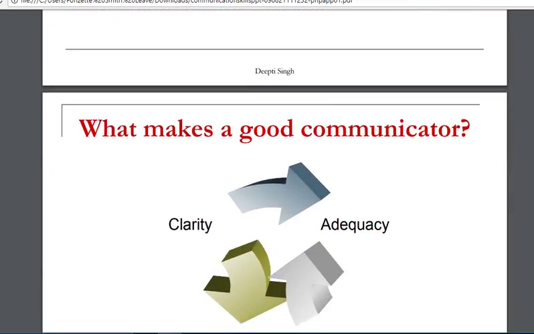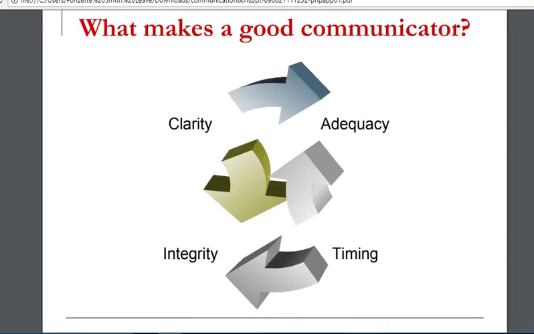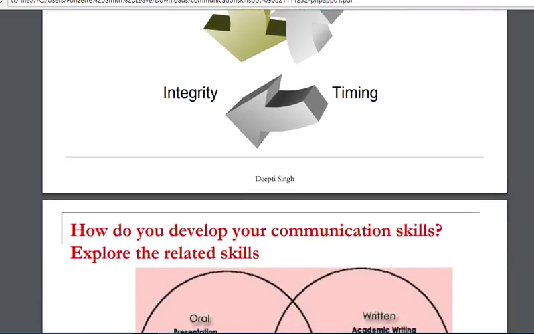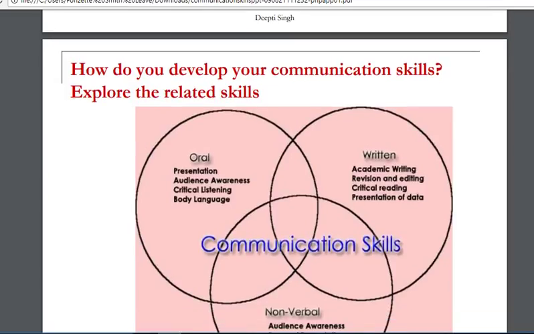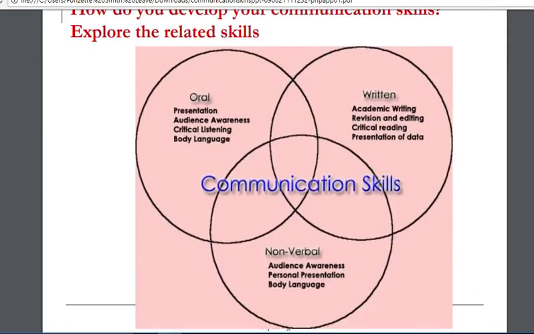What makes a good communicator? There are four things: clarity, adequacy, integrity, and timing. How do you develop your communication skills? Explore the related skills. Oral, which is presentation, audience awareness, critical listening, and body language; written, academic writing, revision and editing, critical reading, presentation of data; nonverbal, audience awareness, personal presentation, body language, all combined to be communication skills.